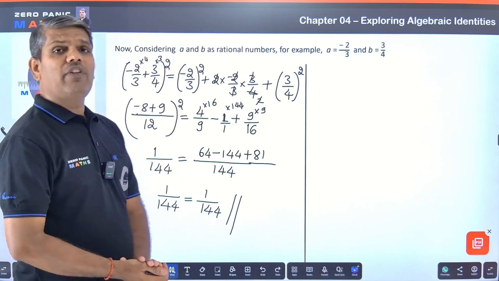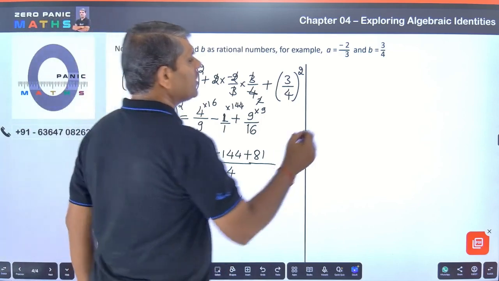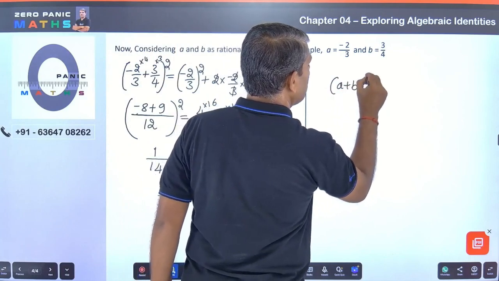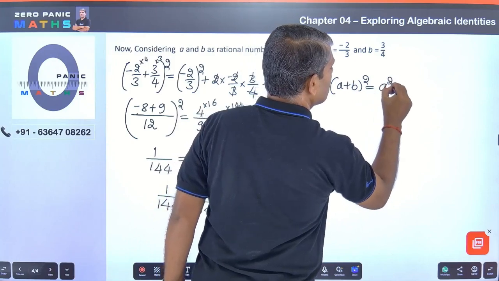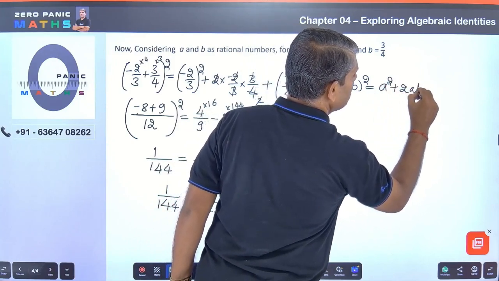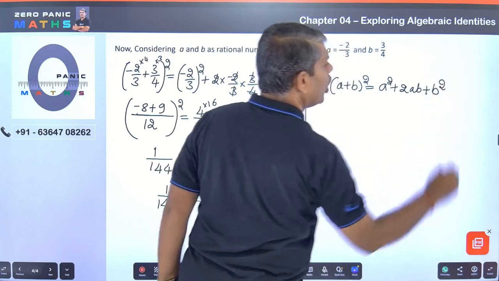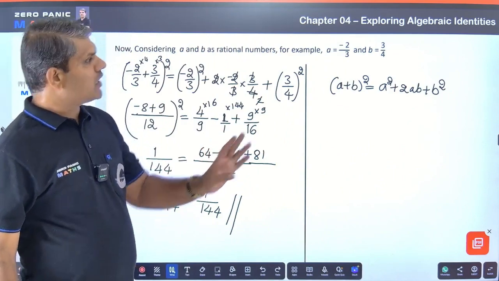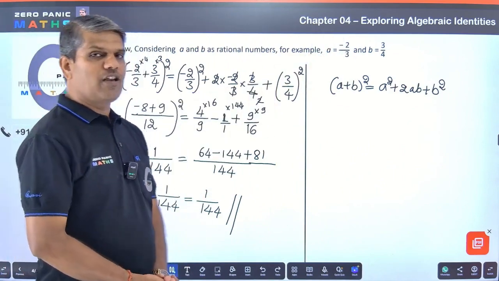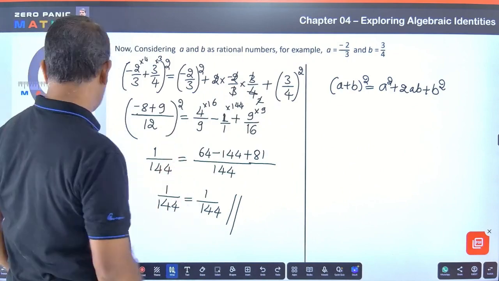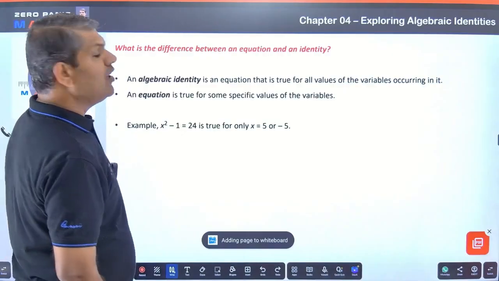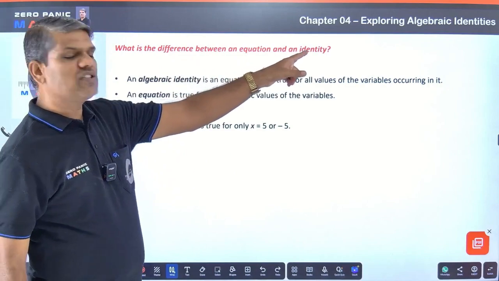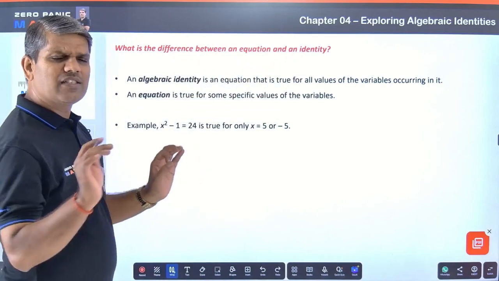Now what did we verify here is the equation, or we can say the algebraic identity, (a plus b) whole square is equal to a square plus 2ab plus b square, is true for all the values. We have verified it with positive numbers, negative numbers, and even positive and negative rational numbers also. So we can say this is an identity. And what is an identity? What is the difference between an equation and an identity? It's a simple definition.